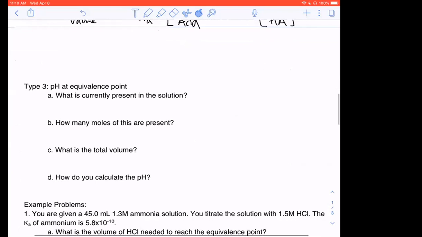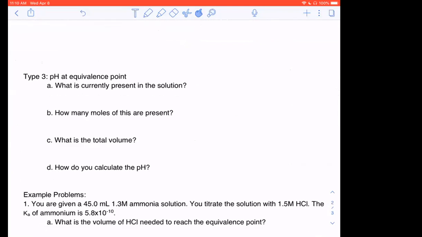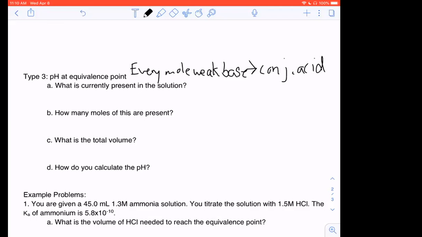So then moving on, the last type of equation you will have to be able to do with this is the pH at the equivalence point. Remember, what I always do as my first step is figure out what volume that would be to reach the equivalence point. Once you know what the equivalence point is, basically what that means is you've converted every single mole of weak base in this case, every mole of weak base, into its conjugate acid. So all you actually have present in the solution now is just the conjugate acid.